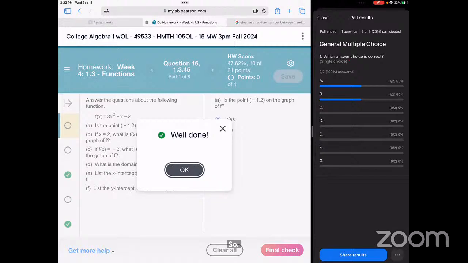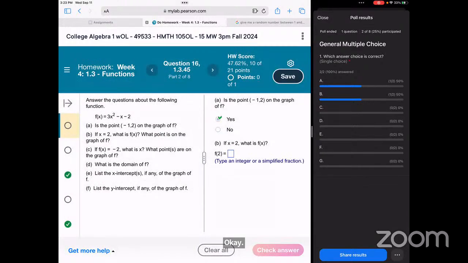If x is 2, then what's our y value? All right, so just take a moment. If x is 2, what's our y value? Yeah, it's like with the poll. Once you submit a result, it doesn't let you submit another until I close it out. Okay.